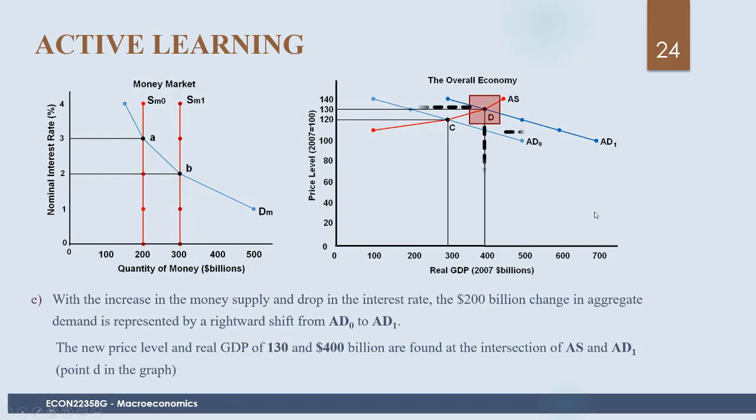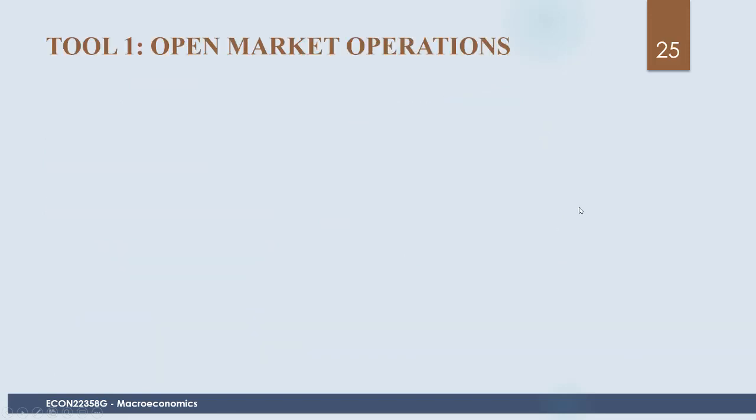Okay. So the first tool that the Bank of Canada has is called open market operations. And the point of this is to increase or decrease the money supply.